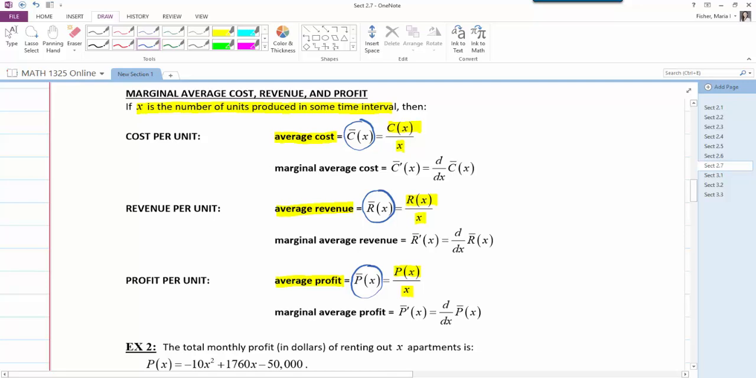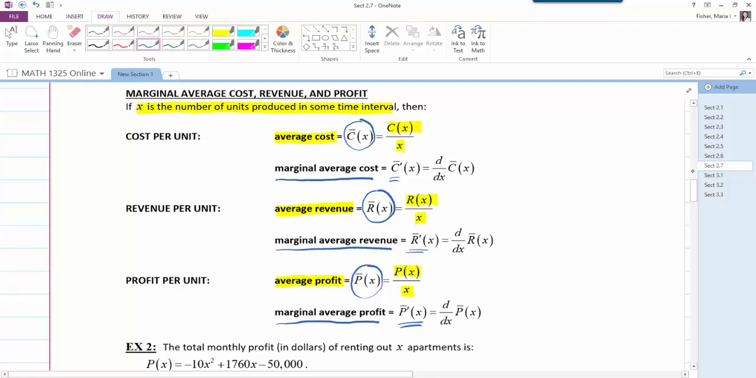So then if you're trying to find the marginal average cost, you're just going to take the derivative of the average cost function. If you want to find the marginal average revenue, you're going to take the derivative of the average revenue function. If you wanted to find the marginal average profit, you would take the derivative of the average profit function. And again, anytime you see average anything, you're just taking that function and you're dividing it by x.